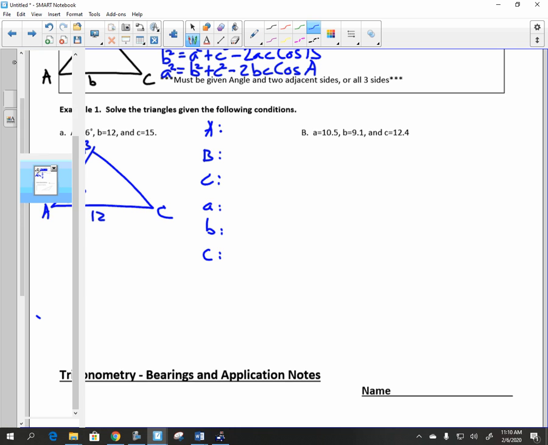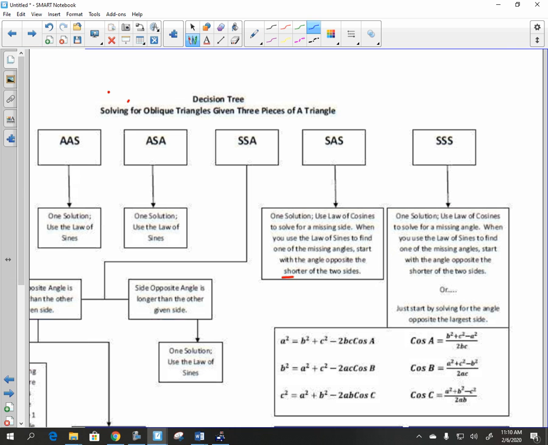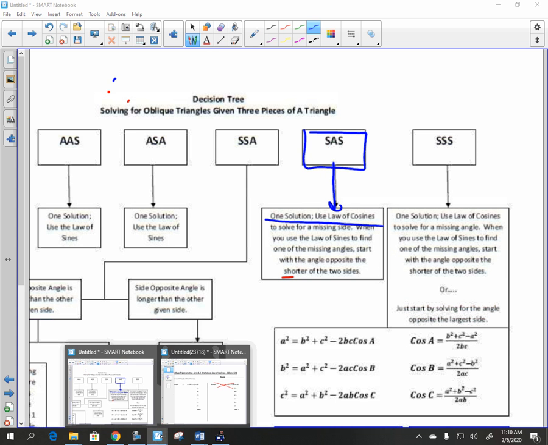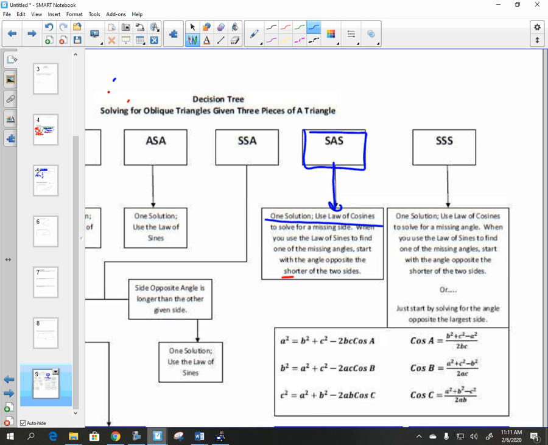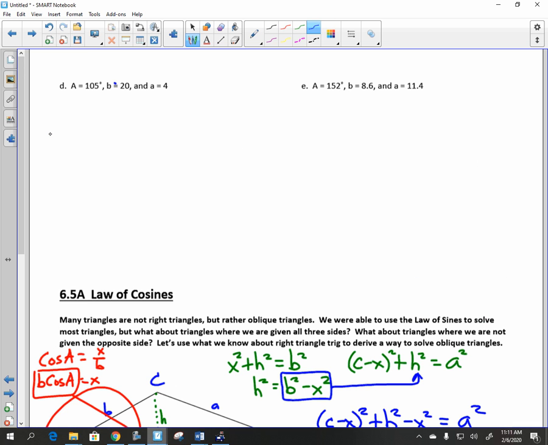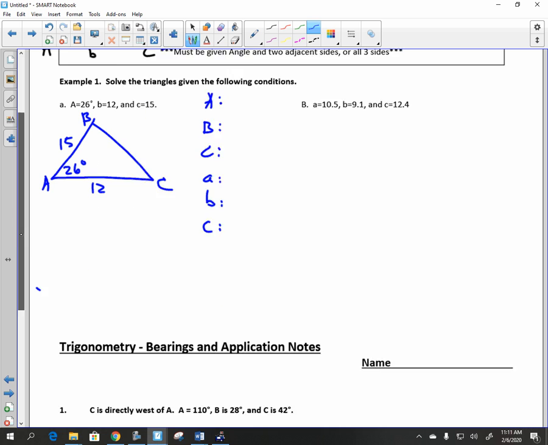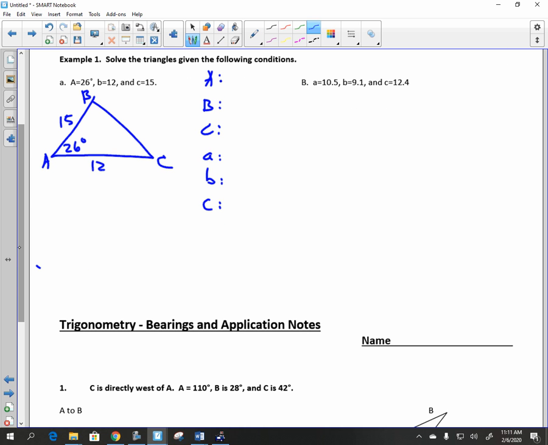If I look at my decision tree, this is an awesome piece. It tells me, hey, side, angle, side, there's one solution. Use the law of cosines. And that's where we start. The law of cosines says we are going to look at an angle, and then we're going to try to find its opposite side. So which side are we solving for in this example? You're solving for a. So a squared is, and we simply do that squared, plus 12 squared minus what?